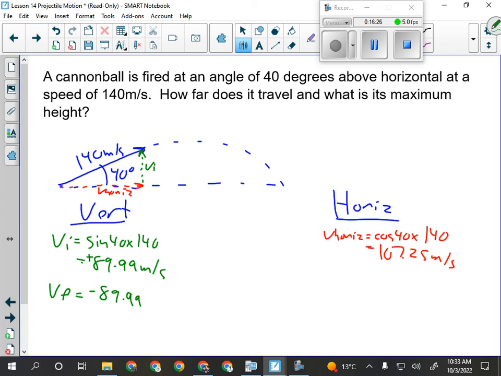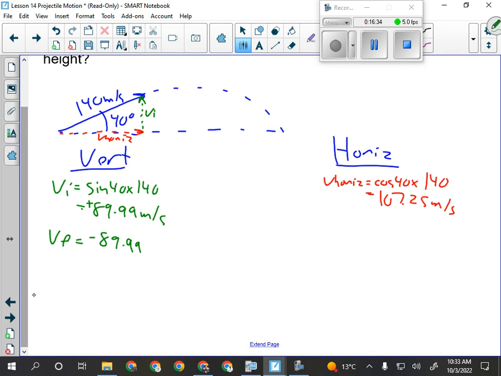So VF and VI wouldn't be equal. You wouldn't know what VF is, but you would know what D was. And the question would probably have to give you one other piece of information, like time or something like that. Or you could calculate it because you would know D. All right, and then A is negative 9.81 meters per second squared.